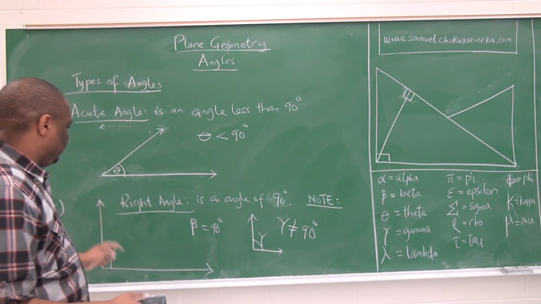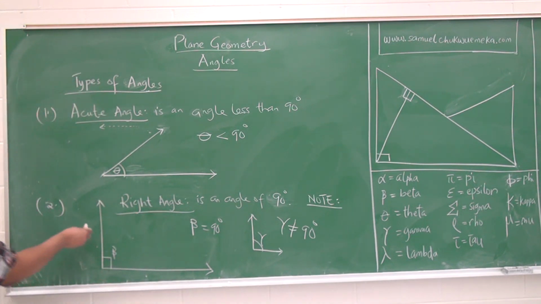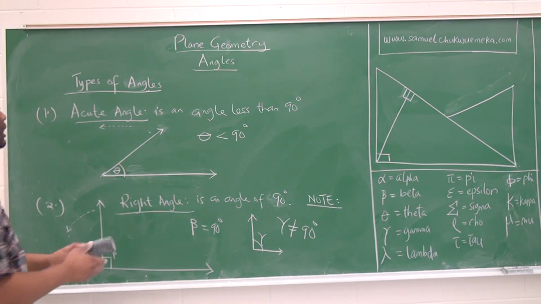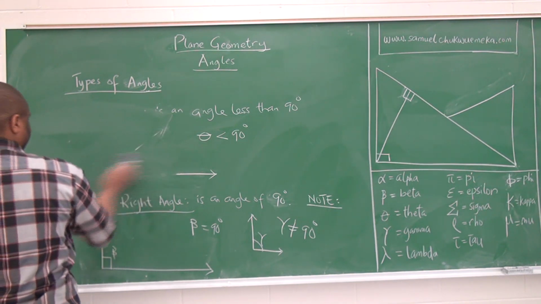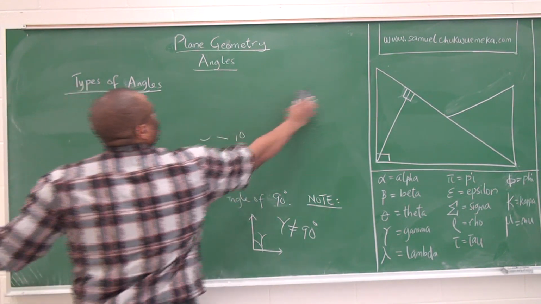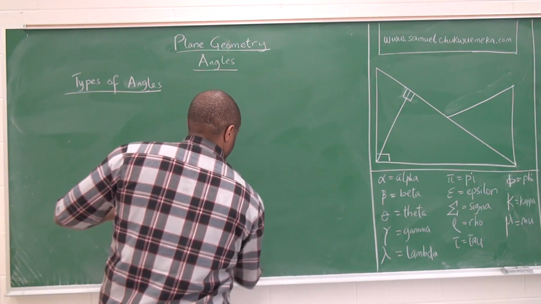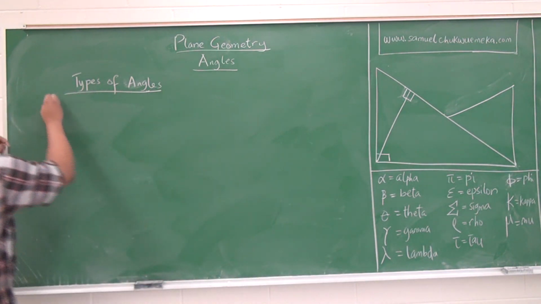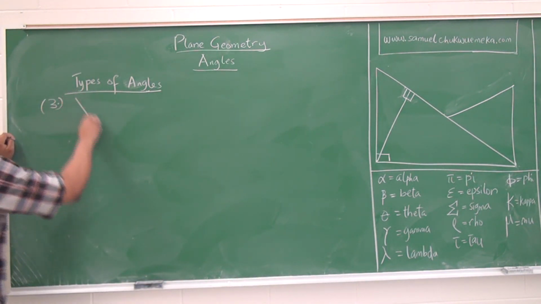So this is a right angle. Now, what if we keep shifting this? We keep shifting it vertically. If we keep shifting this vertically, then we'll get the third angle, the third type of angle. So if we keep shifting that, then we'll have something that looks like this.